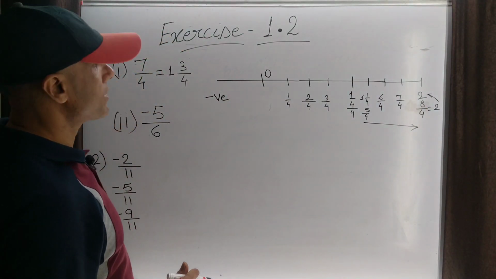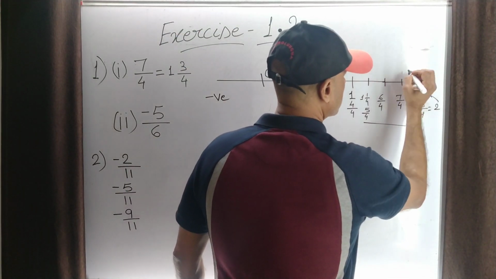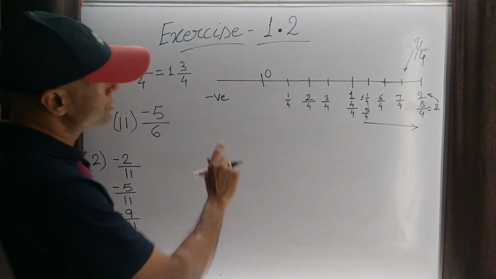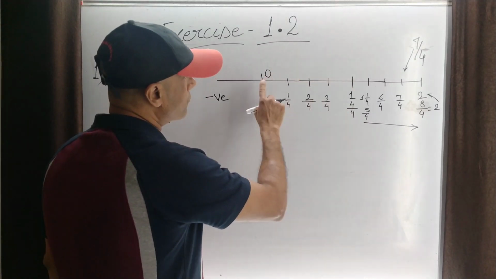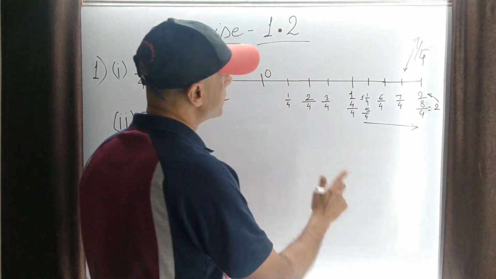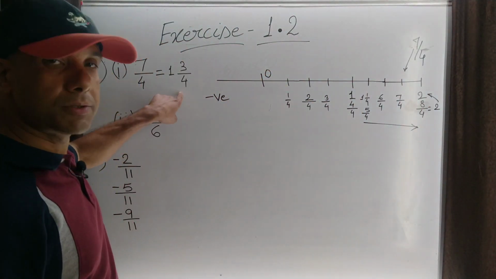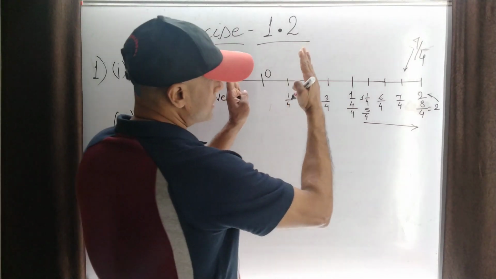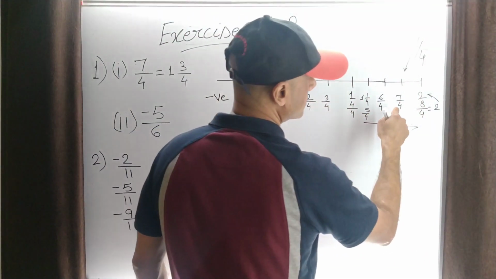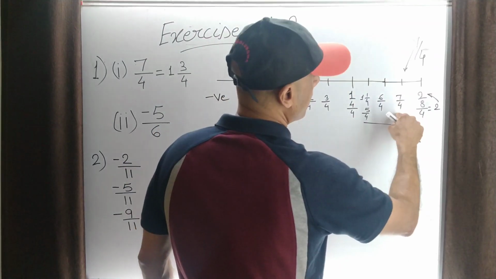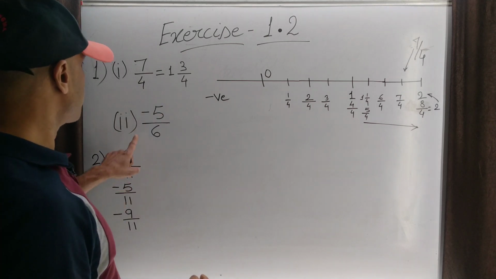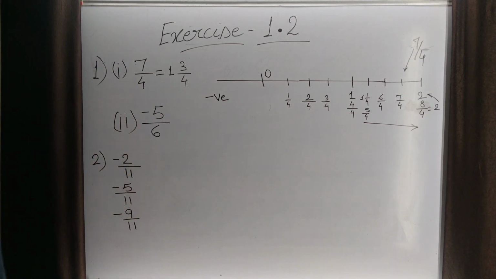Now you have to represent 7 by 4. This is 7 by 4, correct? So on this number line, you have divided from 0 to 1, and thereafter 1 to 2, 2 to 3, then 3 to 4 into 4 equal parts, because the denominator is 4. And from this you have taken 7 by 4. Where does this exist? It exists on the right hand side because it is positive, and here is the location. Correct? Now the next question is, you have to represent minus 5 by 6 on a number line.